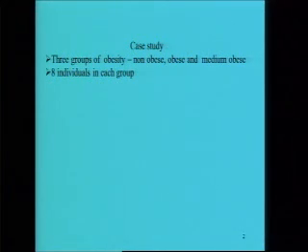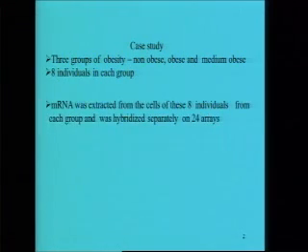In the study, 8 individuals from each of these three groups were identified: 8 non-obese individuals, 8 obese individuals, and 8 medium obese individuals. Then mRNA was extracted from the cells of these individuals from each group and hybridized separately on 24 arrays. So there are 24 samples, 8 from each category, and 24 arrays. On each array only one type of sample was hybridized. So this is single channel microarray data, and we'll see how this type of data is analyzed.